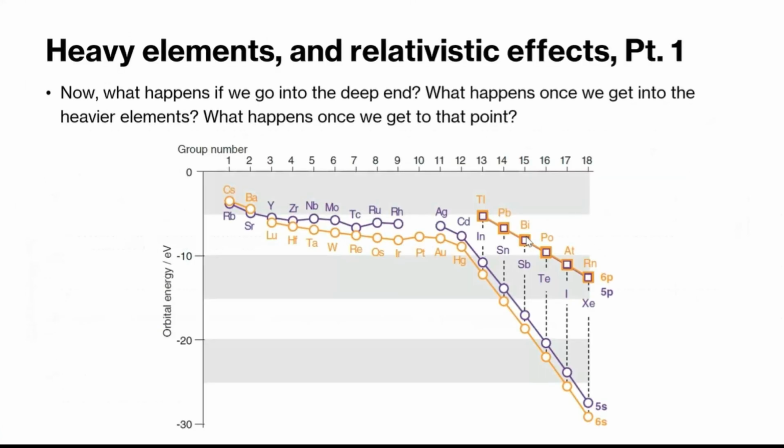Now we've mainly talked about somewhat lighter elements. But what if we go on to heavier elements? What happens when we get to that point? Right here is an image of what seems to be orbital energy for the heavier elements. You can see 5s, 6s, 5p, 6p. Those are where the heavier elements reside. So we need to figure out what happens there.